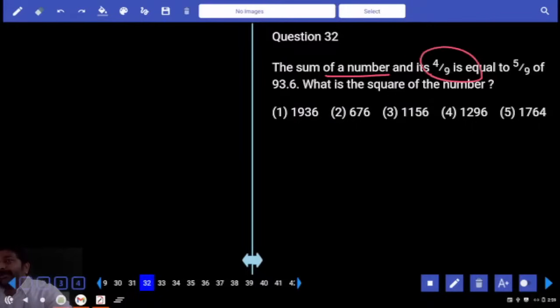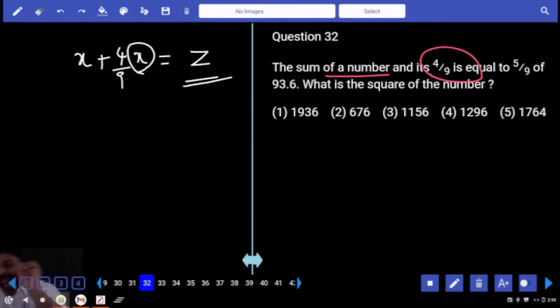It is not simply that we are adding a 4/9 fraction. If the number is x, we have to add 4/9 of x. That value is equal to an integer. Are you okay? Then this x must be a 9 multiple. Then only you will get an integer on the right hand side. Correct? And the question is to identify the square of the number. If x is a 9 multiple, its square is going to be an 81 multiple.